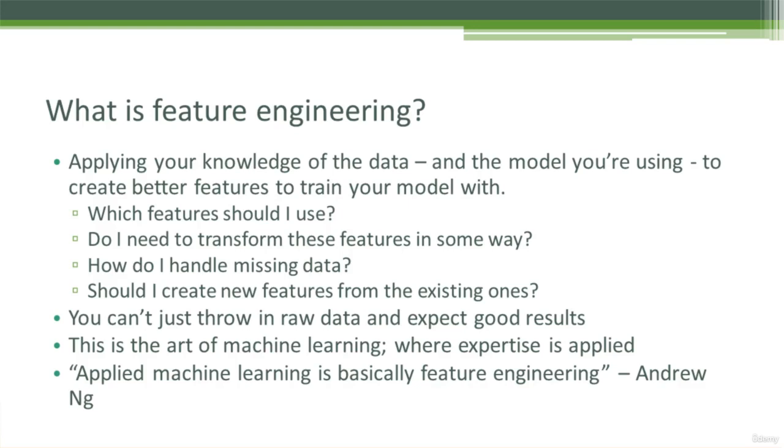You can't just take all the data you have and throw it into this big machine learning hopper and expect good things to come out the other end. This is really the art of machine learning. This is where your expertise is applied to actually get good results out of it. It's not just a mechanical process where you follow these steps, take all the data you have, throw it into this algorithm, and see what predictions you make.